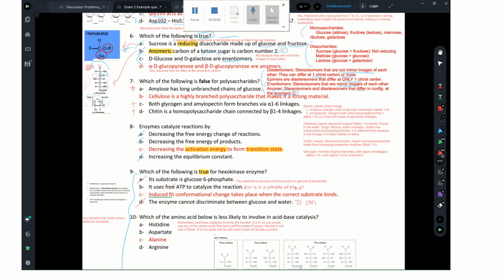And so now we can go back to the question. D-glucose and D-galactose are enantiomers, and the definition of an enantiomer was that they're stereoisomers that are mirror images of each other. And we know that these are not mirror images of each other because they're the same except that they differ at 1 carbon. So that's false. And then alpha-D-glucopyranose and beta-D-glucopyranose are anomers. And this answer is yes, because they differ at the anomeric carbon.